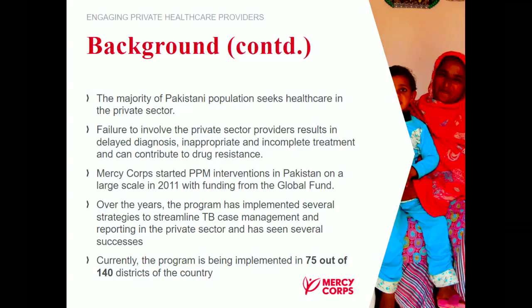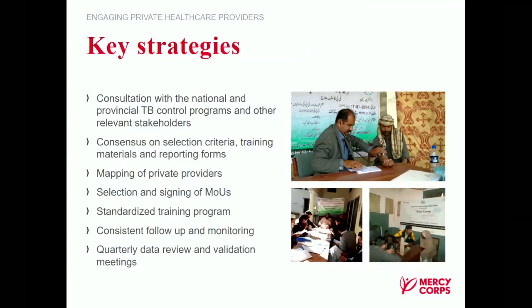Currently, we're implementing the program in 75 out of 140 districts of the country. Now, these are mostly small to medium to large districts. They're not big metropolitan cities. Over the years, we have implemented interventions in large metropolitan areas and other districts, and then we have handed over several components of that program back to the National TB Control Program or to other partners. So currently, starting July 2015, we are working in 75 medium-sized districts. And in the case of Pakistan, medium-sized can really be a population of up to 1 million, a lot of which would be rural population.